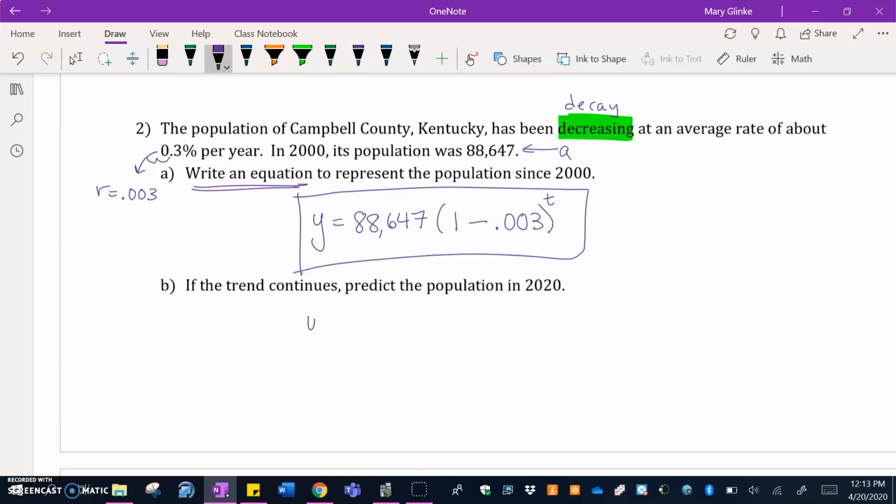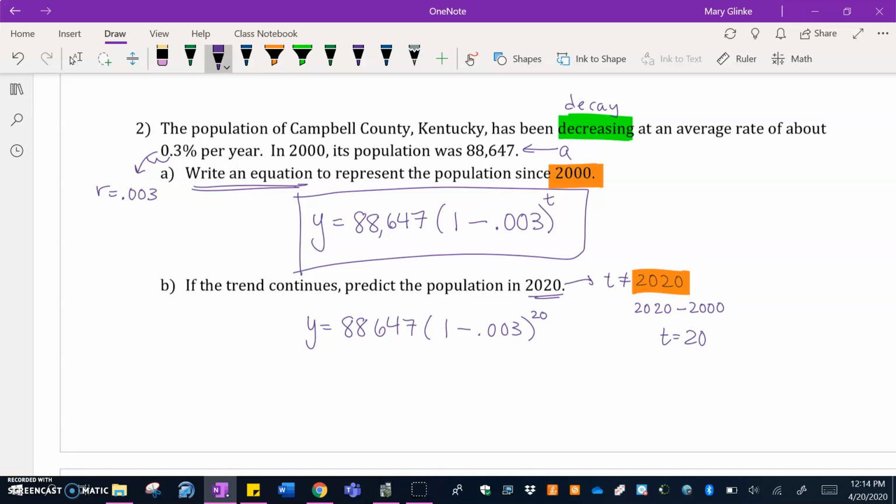So for part B, it says if the trend continues, predict the population in 2020. So what's happening there is we are being given our time. Now you have to be careful because time does not equal 2020. Time for this one started in 2000. So in the year 2020, we have to figure out how many years have passed. So we can really do 2020 minus our starting year. Or if you were able to look at this and say, hey, it's 20 years, that's great, because that's what we're going to use for our t. So 20 is going to be our exponent.